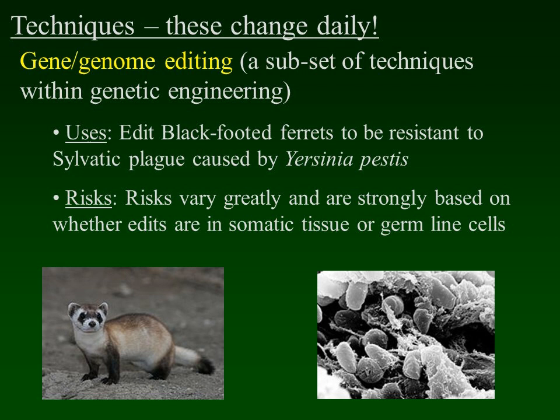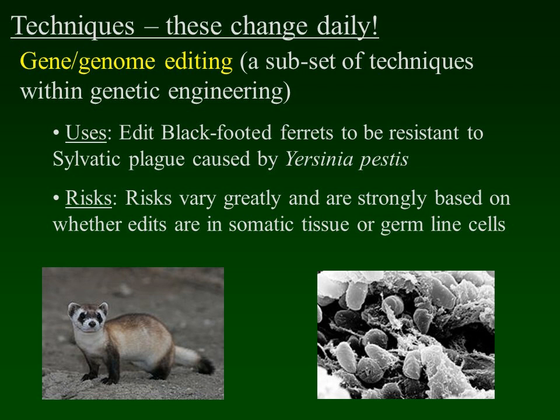In terms of risks, they vary greatly and are strongly based on whether edits are in somatic tissue or germline. If you're just going to do this in somatic tissue, you'd be making one individual perhaps resistant, and the goal, as I've read it, is to move it into the germline so that you could create a line of ferrets that was resistant. But of course, the genetic pool of black-footed ferrets is already quite small. So one of these complicating factors is that you can't necessarily just move it into one ferret or one genetic background, in that then that one genetic background needs to be mated with the rest of the population in order to get this phenotype expressed throughout the population.